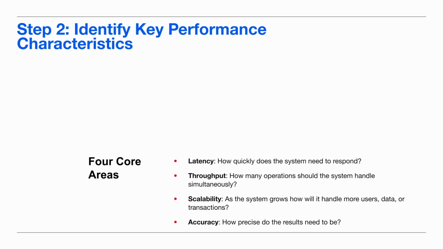Once we've clarified the functional requirement, the next step is to identify the key performance characteristics. This means figuring out how the system should perform under different conditions. For any system, these are the factors that determine whether it runs efficiently. Let's focus on 4 core areas. Latency: how quickly does the system need to respond? Throughput: how many operations should the system handle simultaneously? Scalability: as the system grows, how will it handle more users, data, or transactions? And accuracy: how precise do the results need to be?